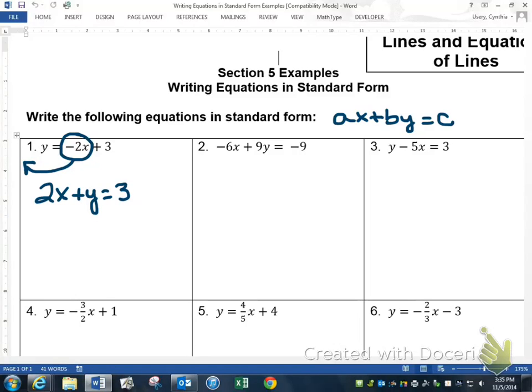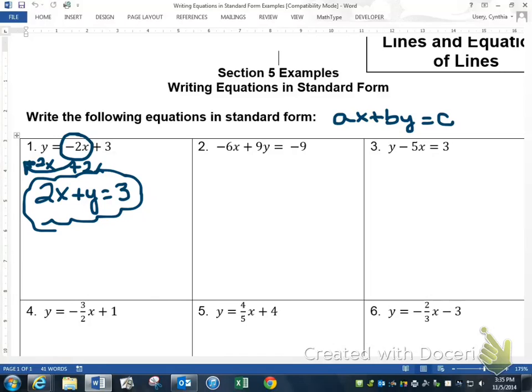All we're doing is moving it. It's the same as if we were adding 2x on both sides, but we're just going to do a shortcut. We're just going to move it. All right, so then you look to see, do I have a negative in front of my x? And no, I don't. So 2x plus y equals 3, that is standard form, and we are done with that one. Let's look at number 2.